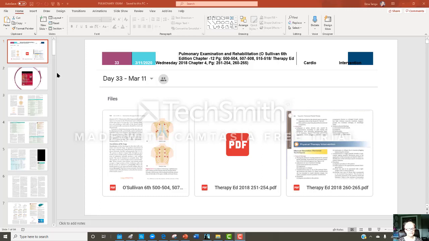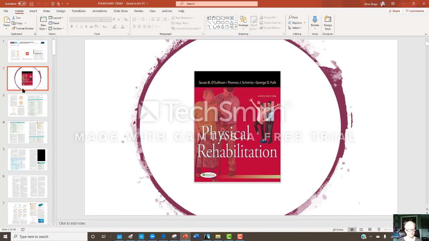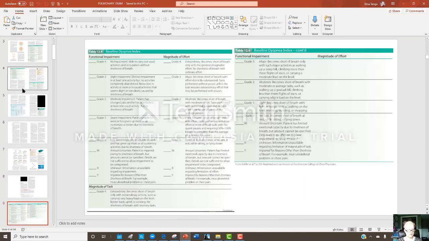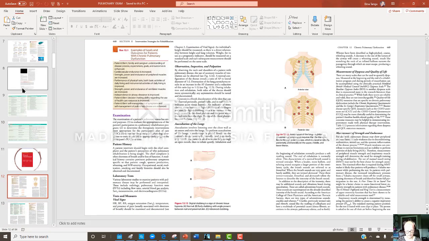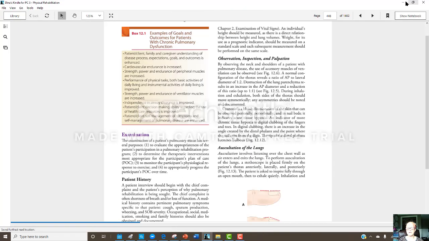Okay, this recording is for the 33rd day of the Final Frontier NPTE prep course, March 11th, 2020, pulmonary examination and rehabilitation from the O'Sullivan text, and a little bit from the Therapy Ed 2018 text, chapter 14. So this is the book that Final Frontier uses. I use the 7th edition, they use the 6th edition, and so we are going to start with the reading.